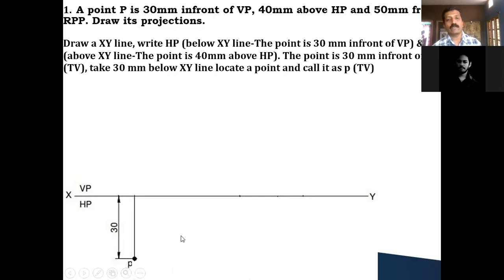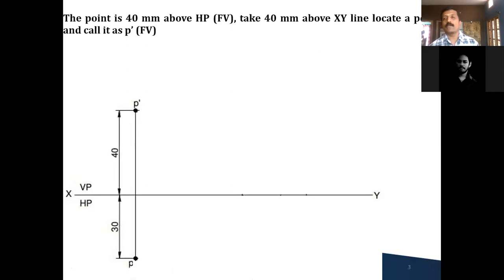Next sentence you can read: 40 millimeter above HP. Above HP means above the XY line I have to draw. And above HP means it's front view information. Got it. Now you take 40 millimeter above the XY line and draw one horizontal line. And from the already marked p, you draw a vertical projector line from p. Wherever it cuts this 40 millimeter line, you mark one more point over there, highlight it and call that p dash. This itself is your front view.